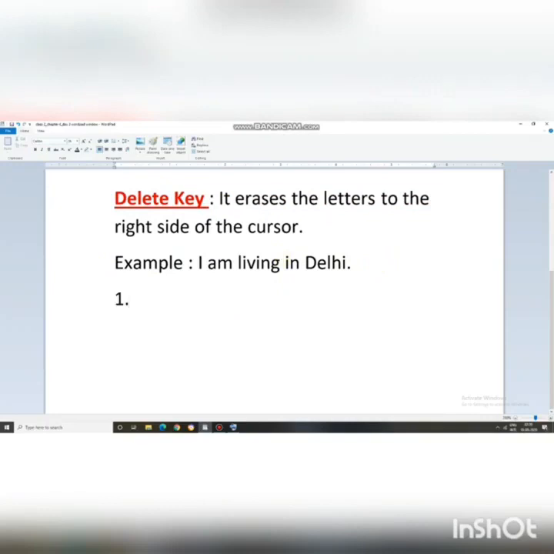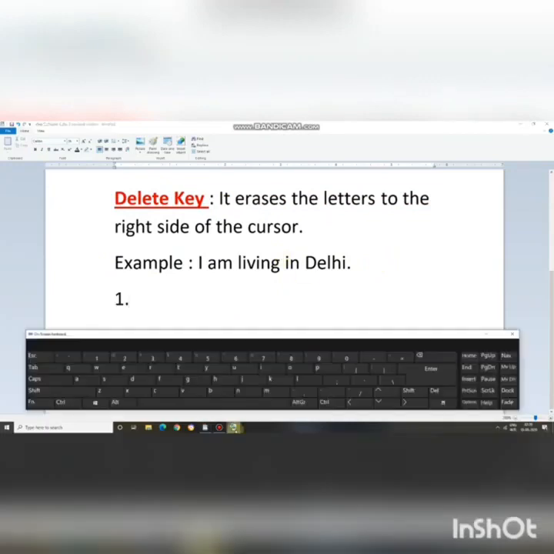I'll show one more example. Let's say example number 1. Let me show you the on-screen keyboard. What is the spelling of CPU? Central Processing Unit, right? C capital. Central, Processing, Unit.